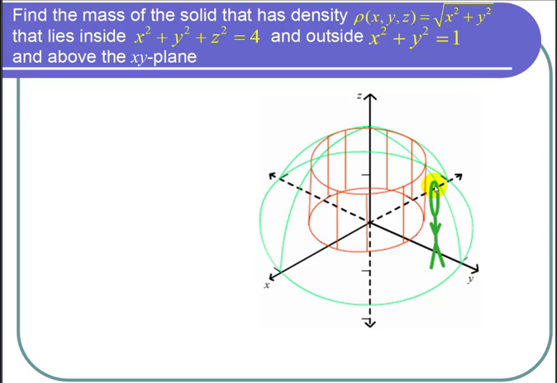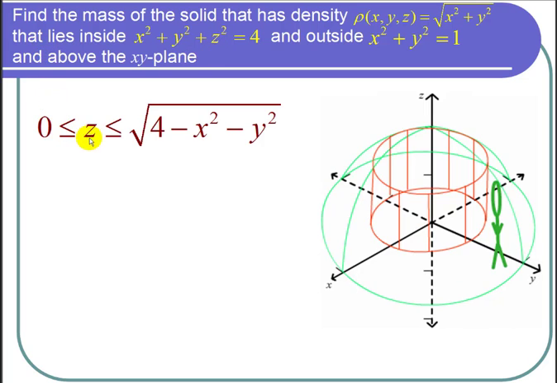So I have my little man standing up and down, and I can see the little man's feet are at 0, and the little man's head is on the sphere. And the sphere, I can solve for z and say that z is now between 0, the xy plane, and the sphere, which is the square root of 4 minus x squared minus y squared. I can turn this into cylindrical coordinates, knowing that x squared plus y squared is r squared, and say that z is between 0 and the square root of 4 minus r squared.